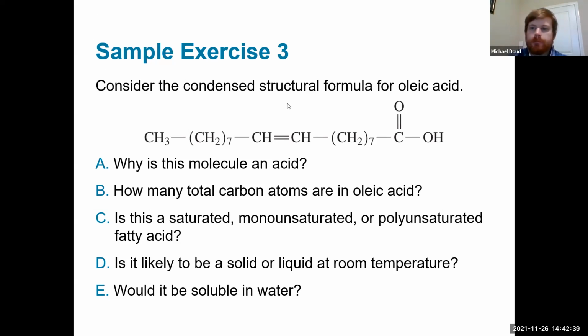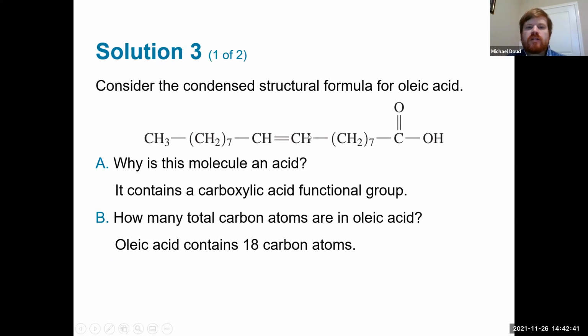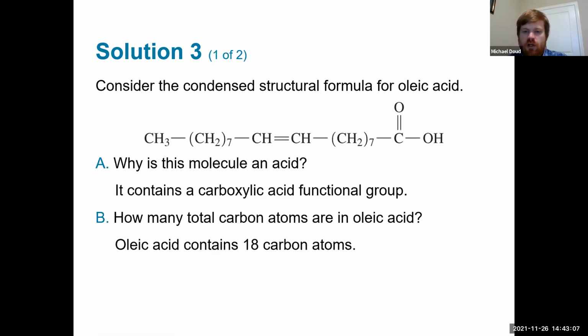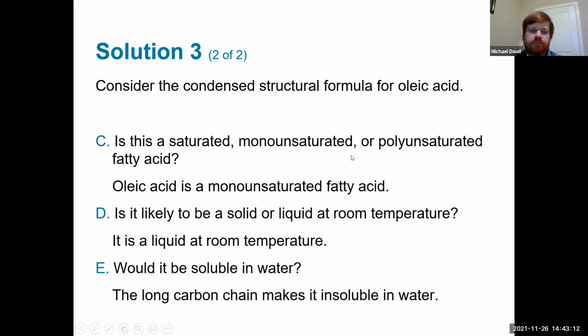Okay, let's take a look. So first up, why is the molecule an acid? Well, it's got a carboxylic acid functional group. Because of that, this hydrogen is weakly acidic. How many total carbon atoms are there? Well, okay, so we have 1 plus 7, so 8, 9, 10, 17, 18. So there should be 18 total carbon atoms. Is it saturated, monounsaturated, or polyunsaturated? Well, when we look at it, there's only a single double bond, so that's monounsaturated.